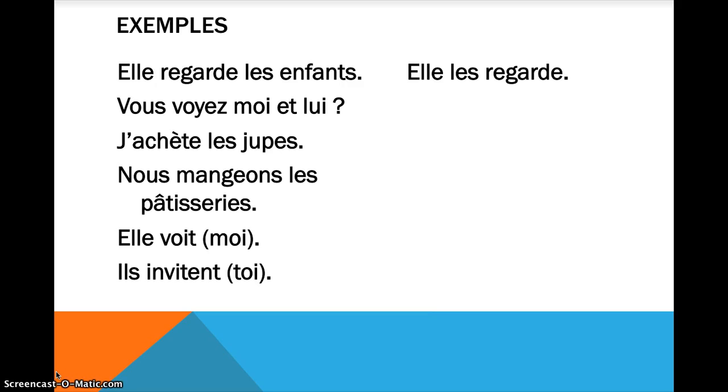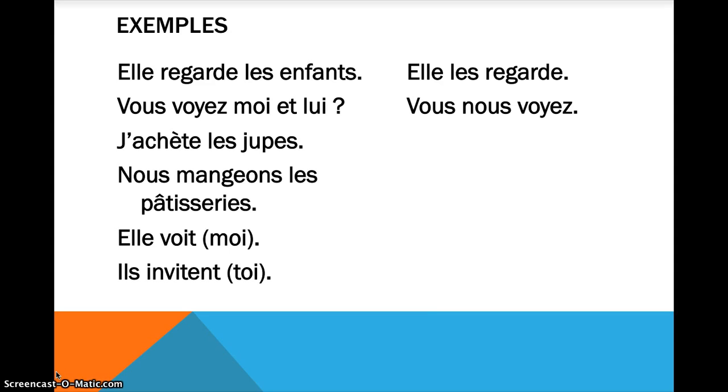Vous voyez, moi et lui. Obviously, you never say moi et lui, but I had to use it there to give you a different kind of example with nous. So moi is me, lui is him, and so that's going to be nous. It's going to be us, right? You see us. So vous nous voyez.